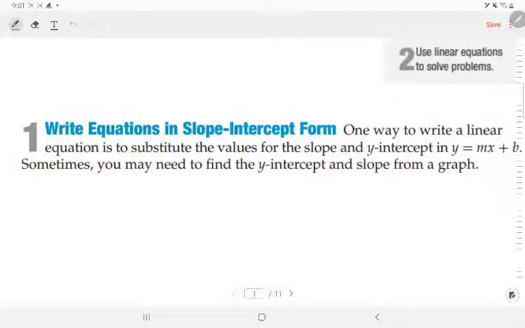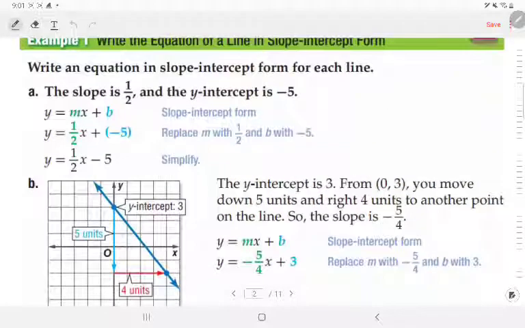So one way to write a linear equation is to substitute the values of the slope and the y-intercept in y equals mx plus b. Sometimes you may need to find the y-intercept and slope from a graph, and that's what we're going to look at today. All right. So here we have this problem. It says write an equation in slope-intercept form for each line. So it gives us what the slope is, and it gives us what the y-intercept is. So the slope is 1/2, and the y-intercept is -5.